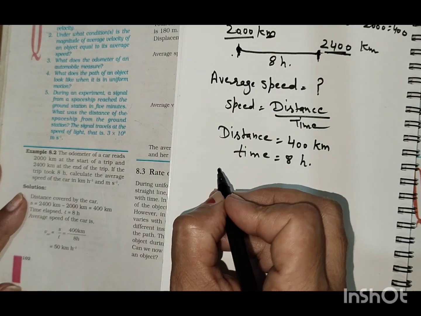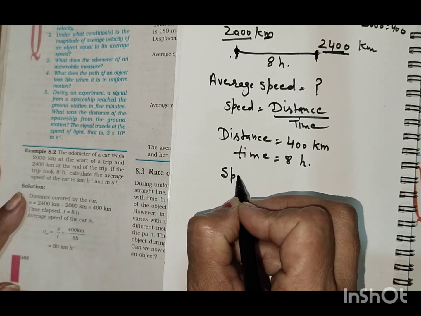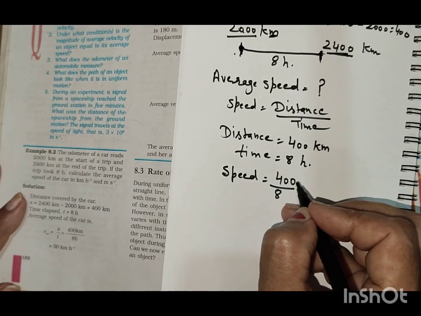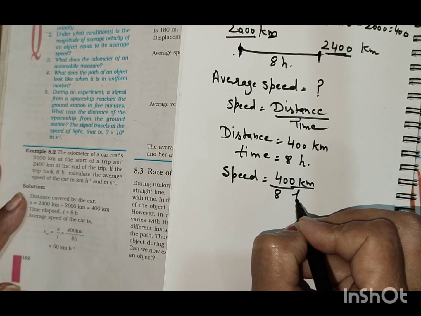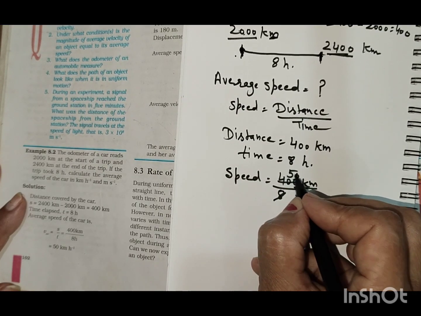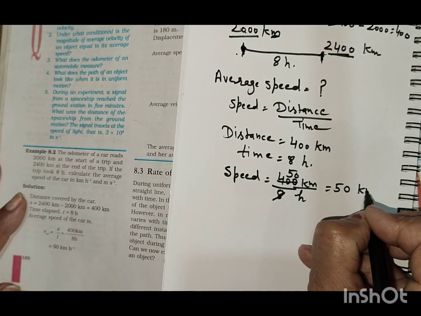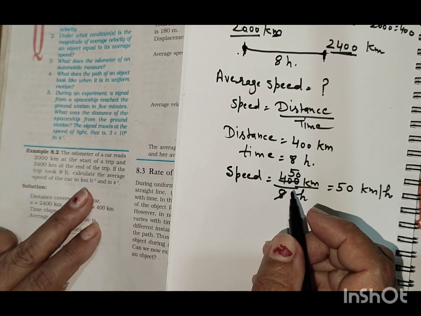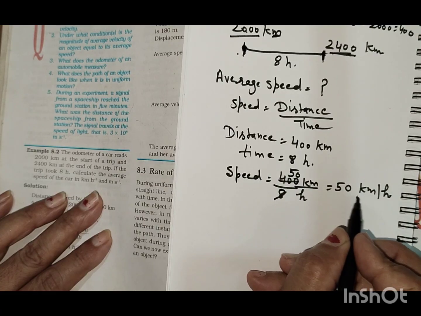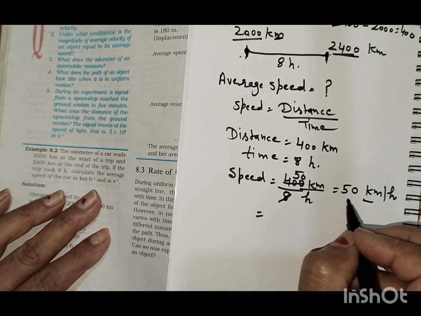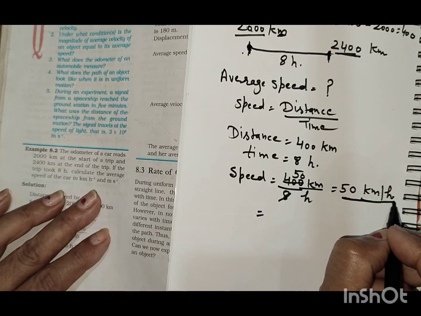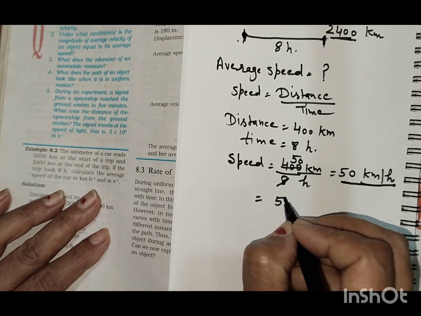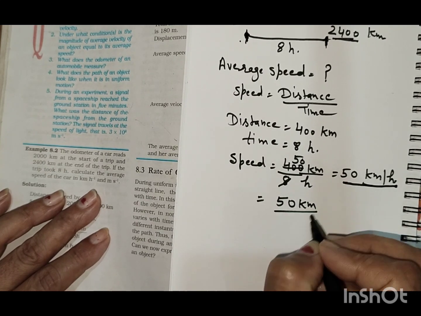Now the average speed is equal to distance by time, so average speed is equal to 400 by 8 kilometer per hour. 8 5s are 40, so 50 kilometer per hour. But here we have to calculate the speed of the car in kilometer per hour and meter per second also. This is the answer in kilometer per hour. But if we want it in meter per second, then we take 50 kilometer per hour.